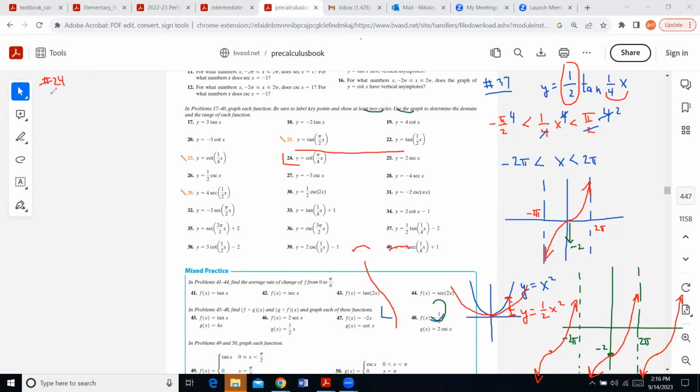In this exercise, I have y is equal to cotangent of pi over 4 times x. So I guess the whole point of this story is to show you that pattern is the same no matter you have a tangent or sine or whatever else. You just need to put it in between of those boundaries. And for function cotangent, I should write it carefully, cotangent, it's 0 to pi.